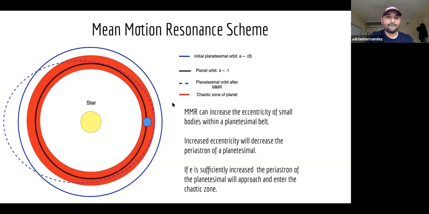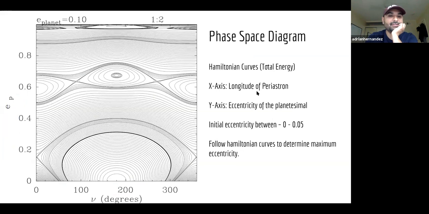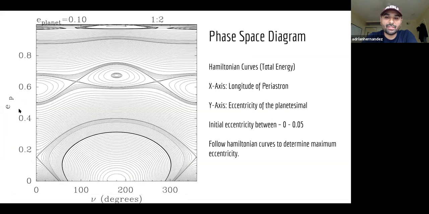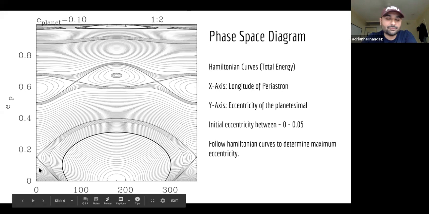But first, in order to do this, I generated some phase-space diagrams, and what you're looking at here is that all these lines are the total energy of the system, Hamiltonian curves, as they say. The x-axis is the longitude of periastron, and the y-axis is the eccentricity of the planetesimal. So this is a phase-space diagram when in 1:2 mean motion resonance with a planet of eccentricity 0.1. And here I'm only considering planetesimals with an initial eccentricity between 0 and 0.05.